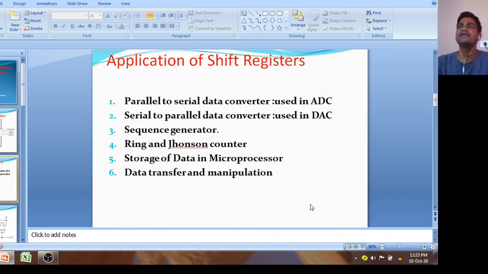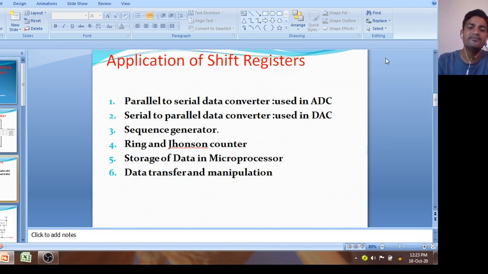Okay, what are the applications of shift register? The first application is parallel to serial data conversion. You can convert parallel data into serial data, and it is used in ADC, analog to digital converter. When you use a parallel in serial out shift register, it will convert parallel data into serial data.